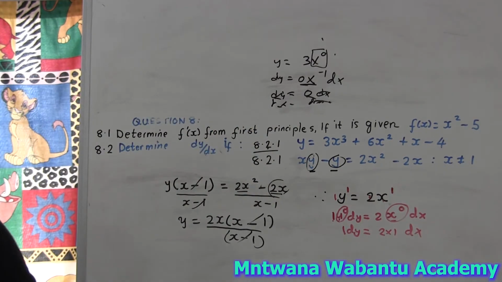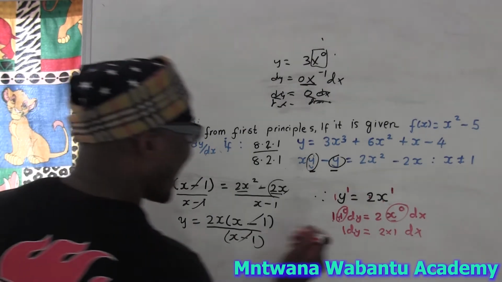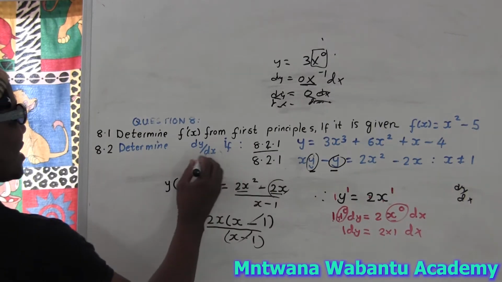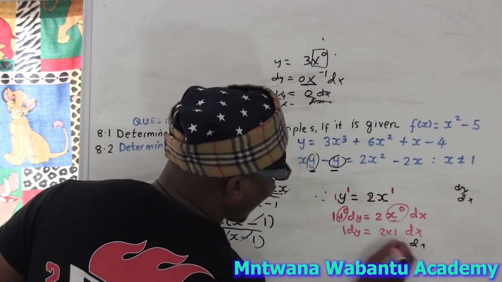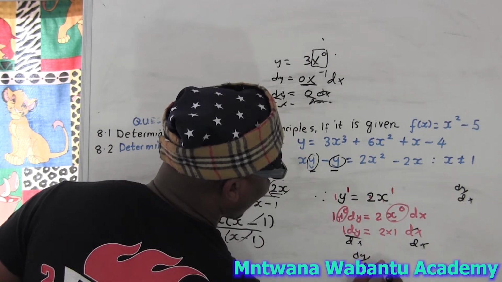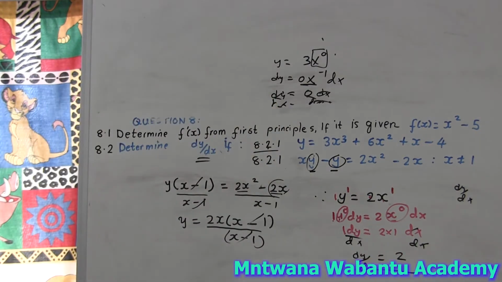So what we're going to do now? Divide by dx throughout, because we're looking for dy over dx according to the equation. Find dy dx. So divided by dx, divided by dx. This and this cancel. So dy over dx equal to 2, man. So we're left with the first one. Let's use first principle.